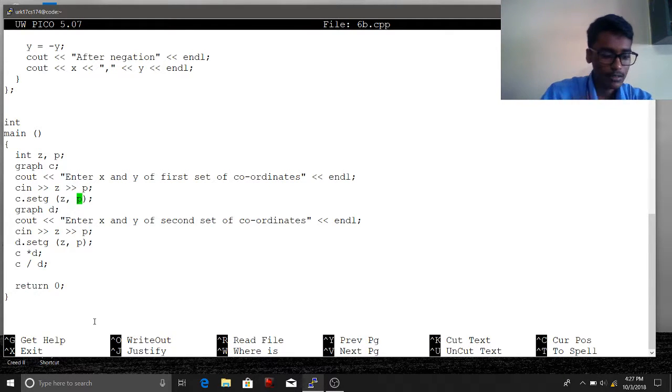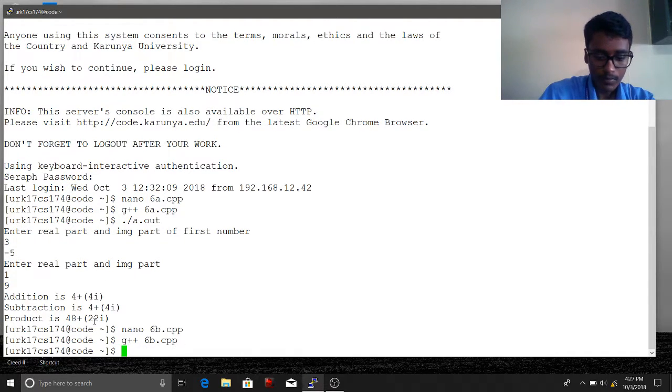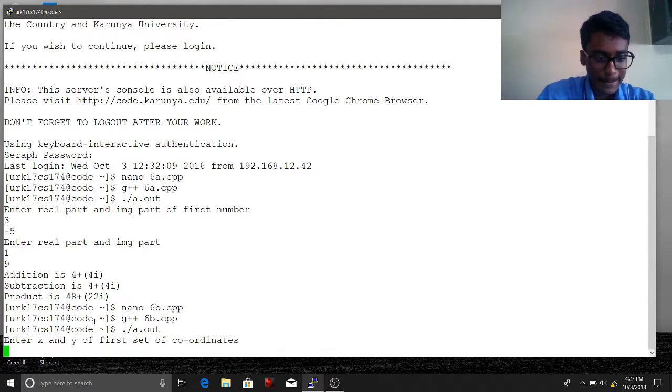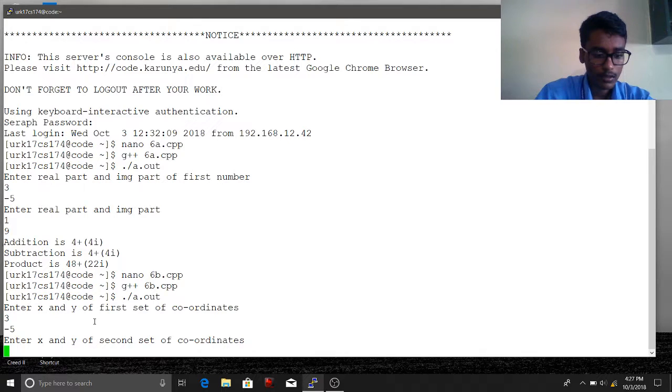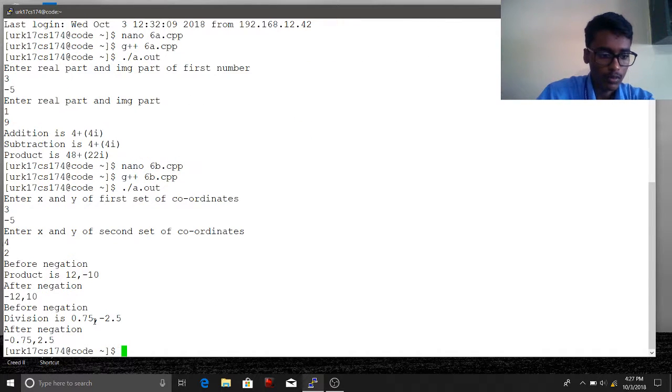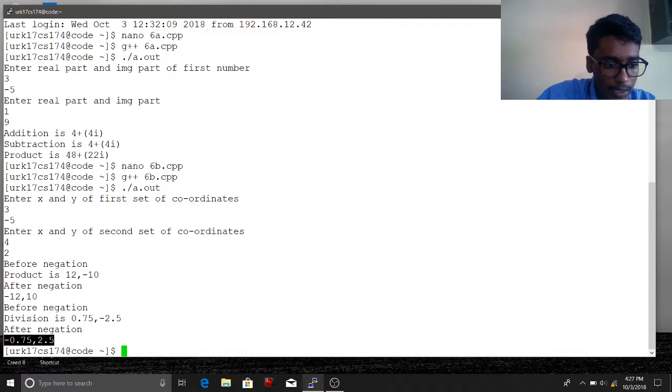So now let's look at the output of these programs. So I'll be entering 3 comma minus 5 and 4 comma 2. So as we can see here, before negation the product is 12 and minus 10, and after negation is minus 12, 10, and the division is before negation 0.75 and minus 2.5, and after negation it's minus 0.75 and 2.5.